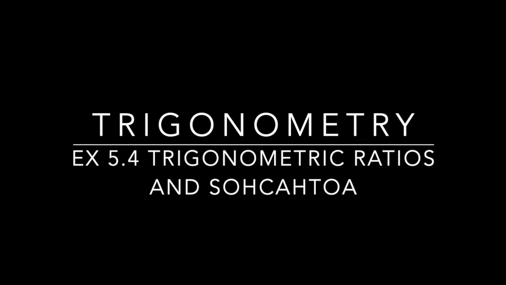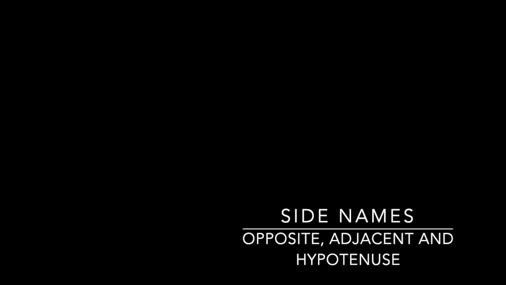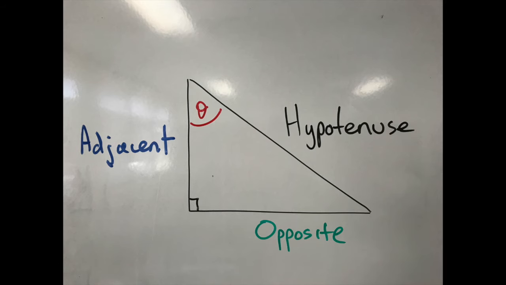5.4 moves beyond Pythagoras' theorem to another feature of right-angled triangles. So Pythagoras' theorem works in right-angled triangles, so does trigonometry. To be able to get a handle around trigonometry and explain that, the first thing we need to do is we need to be able to label the other two sides of a right-angled triangle.